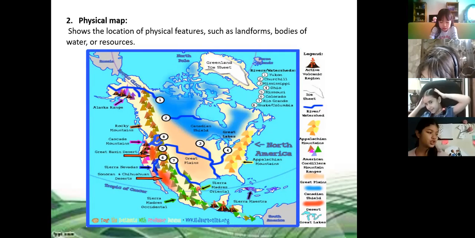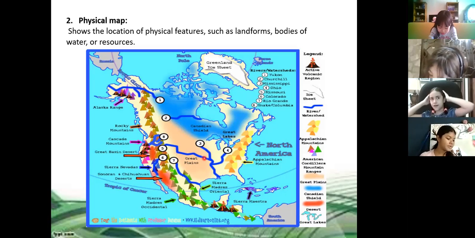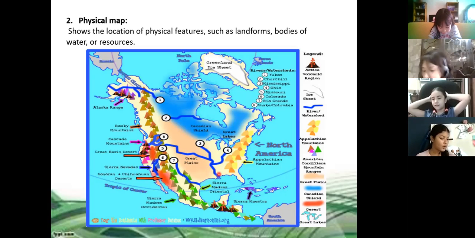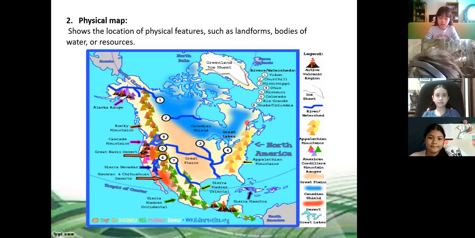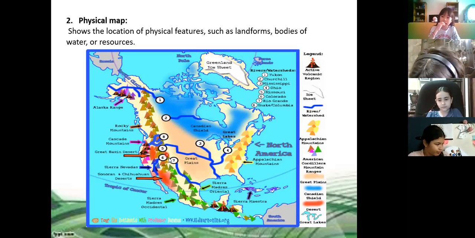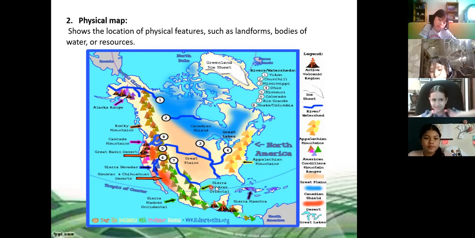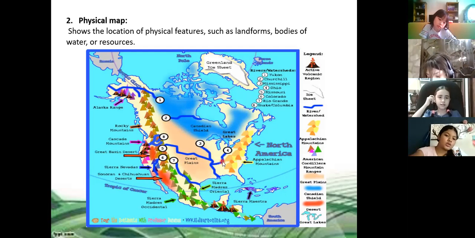It describes where things are located. For example, here, the Great Plains. Look here. We can identify in this map, it's different from the political map. The first one shows the states of the United States. But look at this physical map, it doesn't divide the country into states. It shows the country with all the landforms and the bodies of water that are in this place.